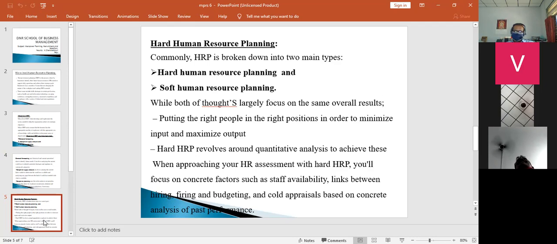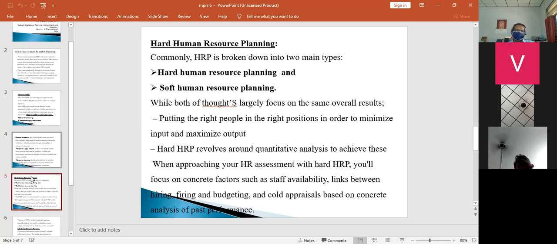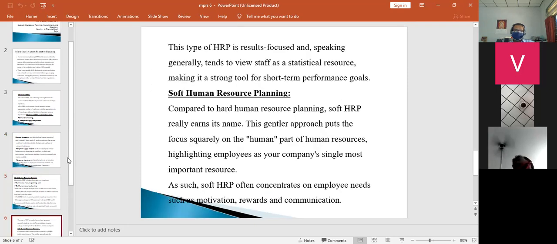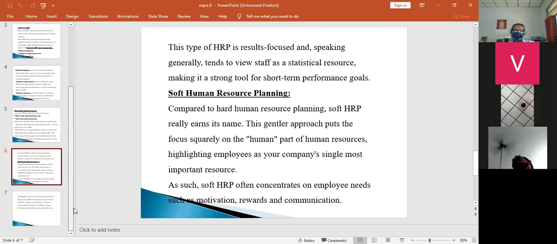Next, this type of HRP results focused on speaking generally tends to involve staff of statistical resources, making it a strong tool for short-term development.